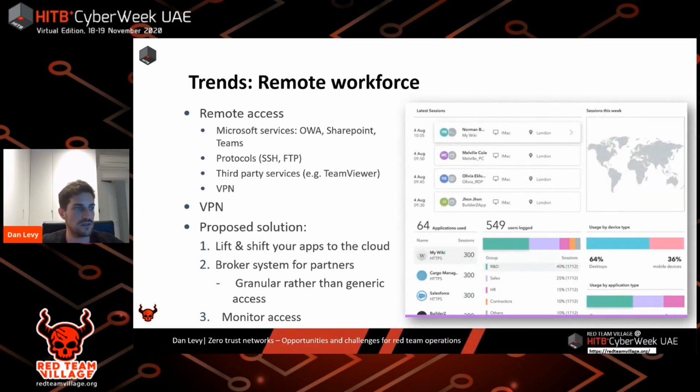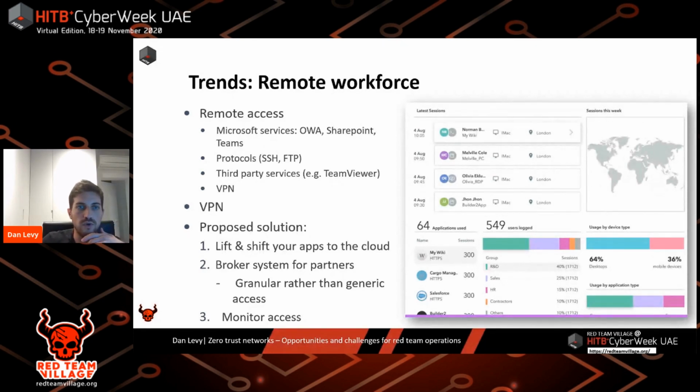And this, what you can see here, is an example of a screenshot of how this would look in real life in one of these tools. You can see all the latest sessions here of users that are accessing specific applications that belong to your network but are not in your network. They're all in the cloud, and you can see numbers of applications, what types of users, and how they're connecting. And so this is a solution that enables security teams to monitor access.